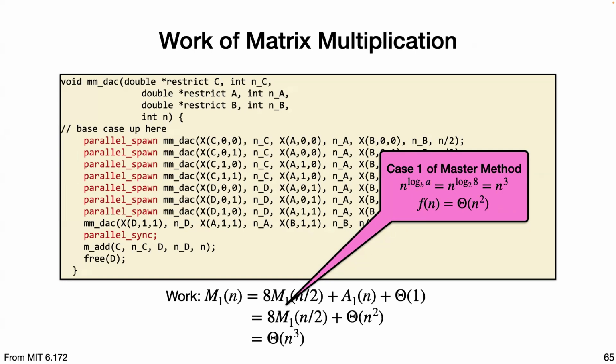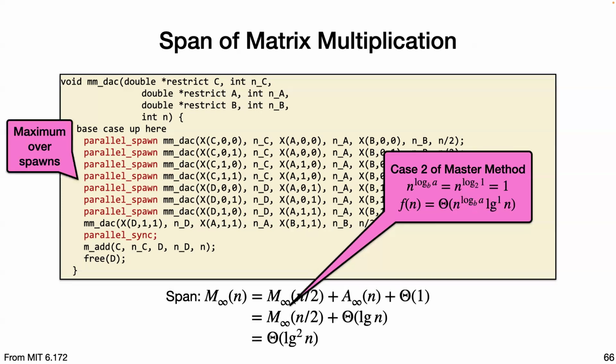Yeah, so the question is, why is A different in the work and the span? Here it is 8 because the work is the time that it would take on one processor. So you can just ignore the spawn part and the sync part because it has nothing to do with one processor. And we are trying to write the recurrence for how much time this will take. There are 8 subcalls. Each one has size n/2, and that's why we got 8 here. And then this thing came from the work of the matrix addition, this n squared.